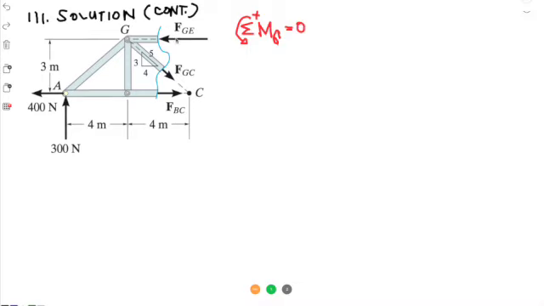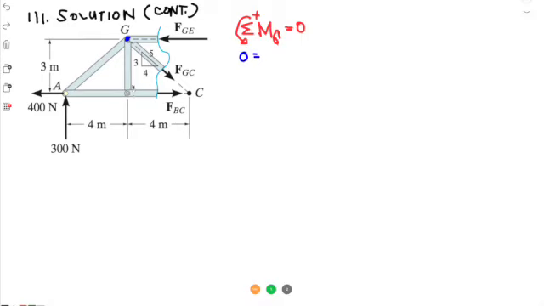We can cancel GE at the moment. We can cancel FGC since they are concurrent with point G. We have two knowns here in 400 newtons and 300 newtons, and we have one unknown in FBC. So we can find FBC by doing a moment summation about point G. So let's do it. So 0 would be equal to, we're doing the summation of moments here at point G.